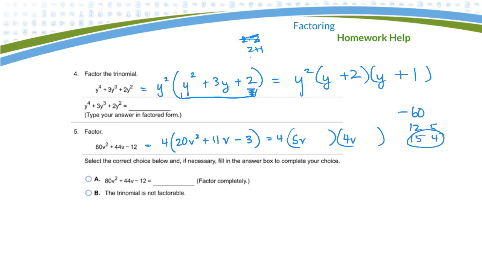And then maybe a 3 here, a plus 3, and a minus 1. Let's see, 20v squared plus 15 minus 4 is 11, minus 3. Yeah, that's correct right there. So it'd be that one, and that's my factorization.